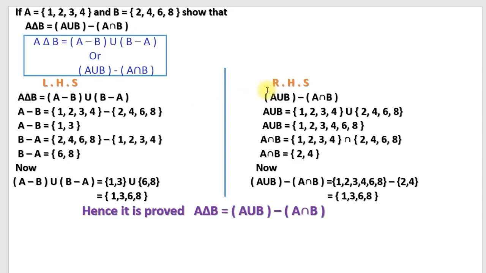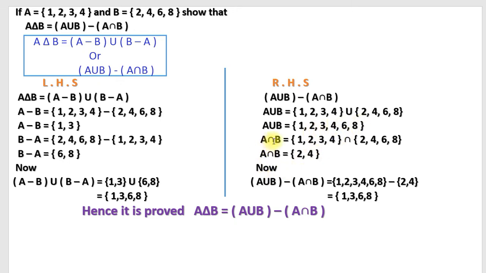Now we are going to solve the right hand side. On the right hand side it is written (A union B) difference (A intersection B). So first we solve A union B. In A union B, we write both sets' elements together, and those elements which are repeating or common in both sets we write one time. So see, 1 and 2 we can find in A and B also, so how many times will we write? One time. 3 is only once, and 4 is also repeating twice, so we write it once. So the answer will be {1, 2, 3, 4, 6, 8}.